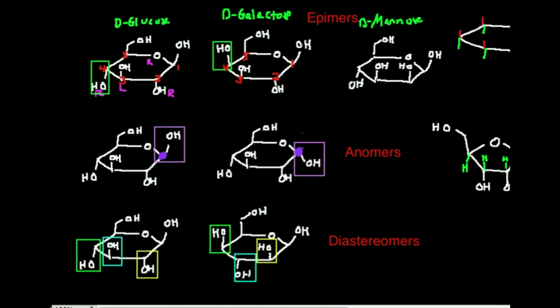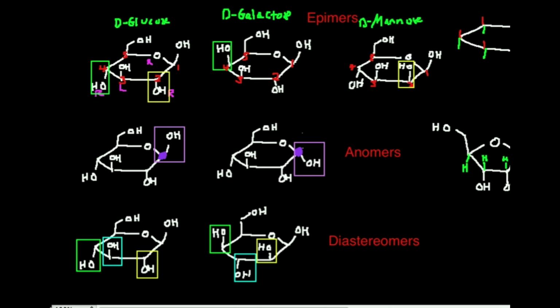Let me do this in yellow. Notice glucose has this 2 position going down, whereas mannose has the 2 position going up. And I can even go back and rewrite the numbers in. This is 1, 2, 3, 4, and 5. Okay, so hopefully that makes sense.